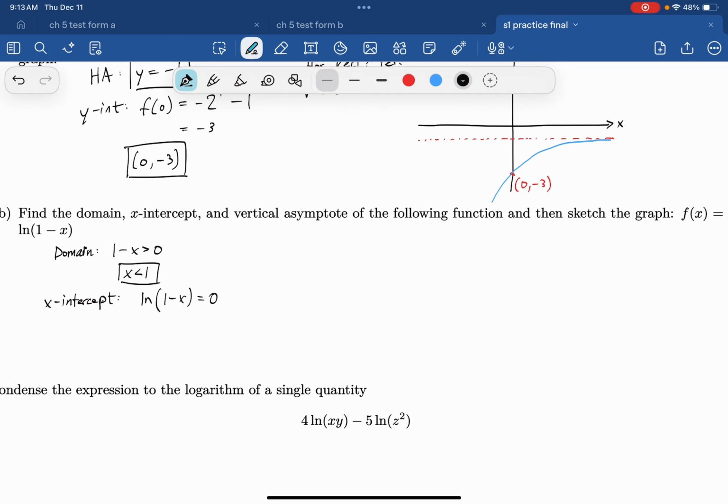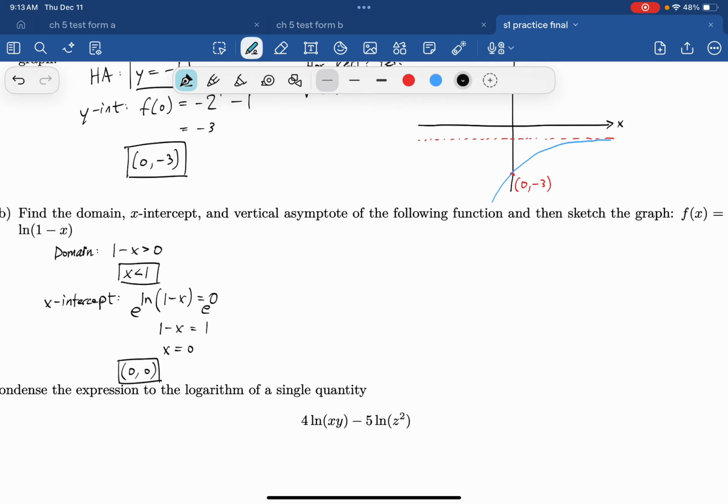And the way to solve this, of course, a logarithm only equals 0 when the input equals 1, because ln 1 is 0. Alternatively, you could also exponentiate both sides, base e. So the left side becomes e to the ln of 1 minus x, and the right side is e to the 0. And we do this because this would cancel out the logarithm, right? So the left side would become 1 minus x, and the right side becomes e to the 0, which is 1. And so that just gives us x equals 0. So that means the x-intercept is (0, 0).